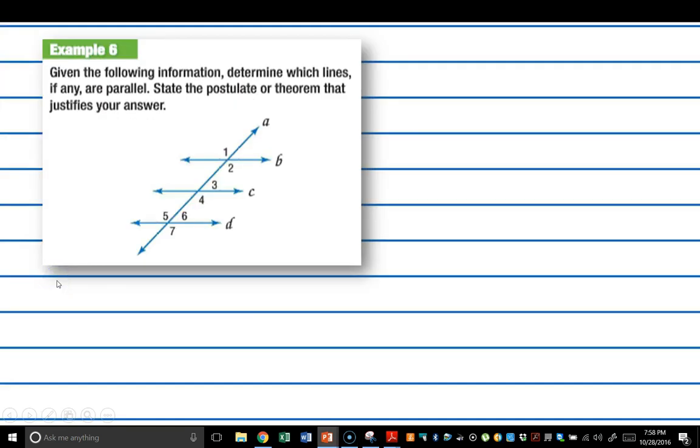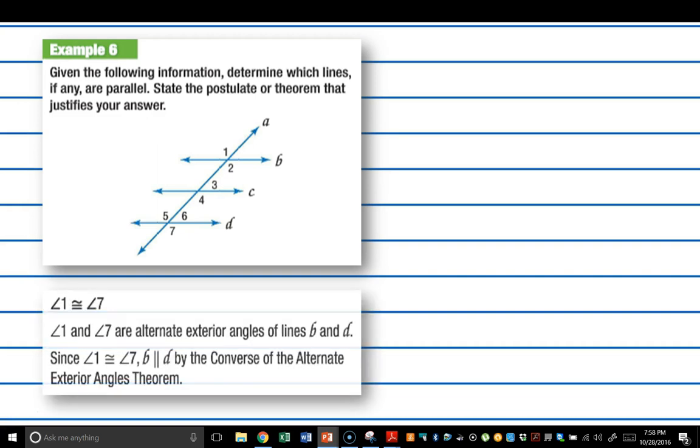Alright, so now let's go over example 6. Given the following information, determine which lines, if any, are parallel. And we want to state the postulate or theorem that justifies our answer. If I'm looking here, I know that angle 1 and angle 7 are congruent. What I know is that angle 1 and angle 7 are alternate exterior angles of the lines B and D. It's just based off my definitions and what I know. So I know that angle 1 is congruent with angle 7.